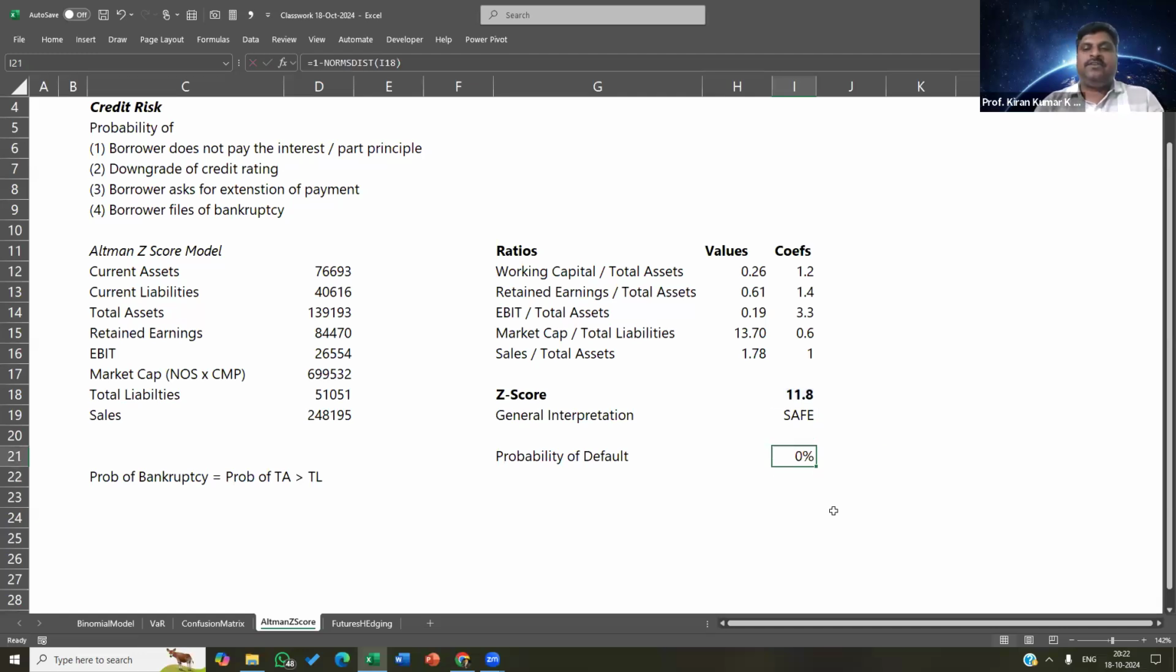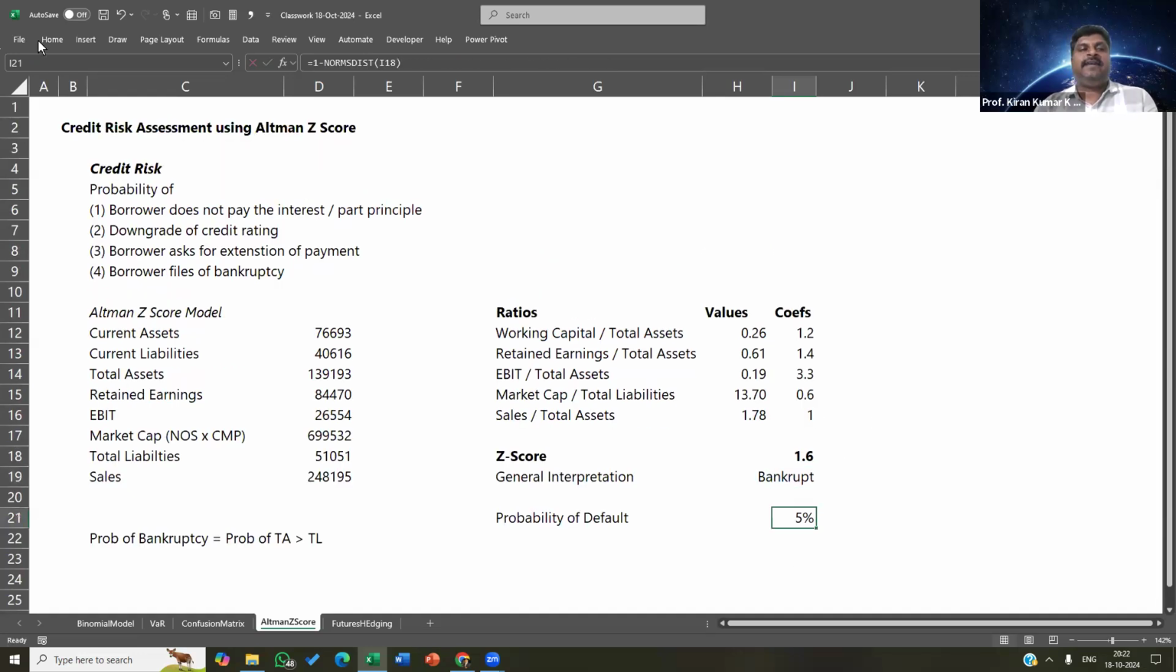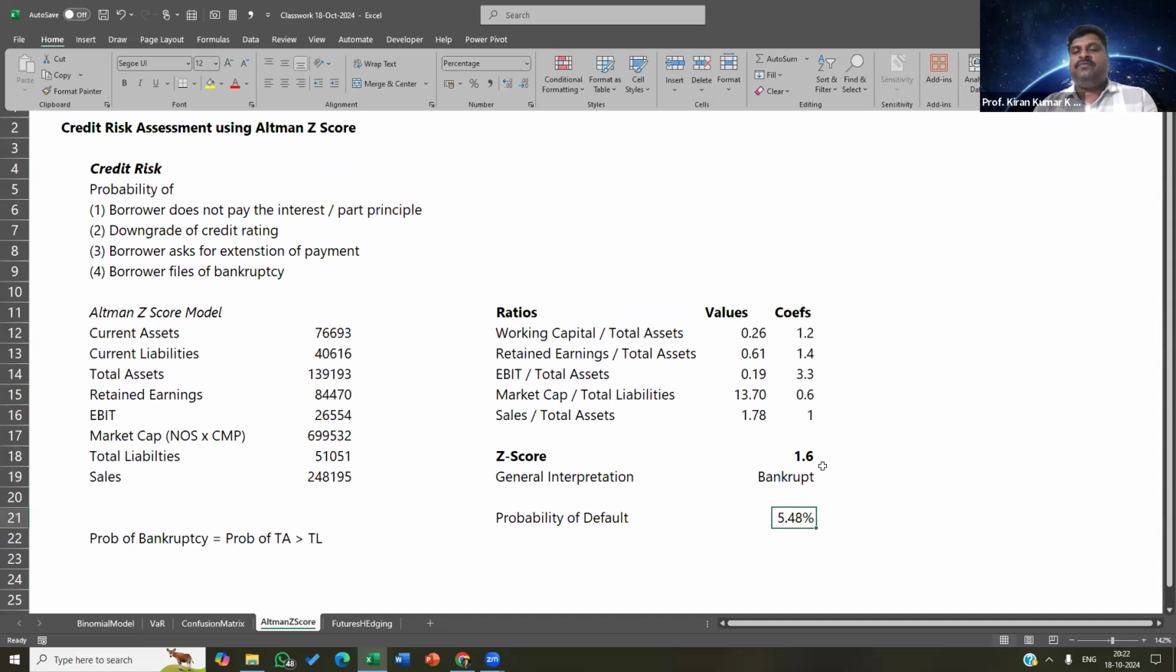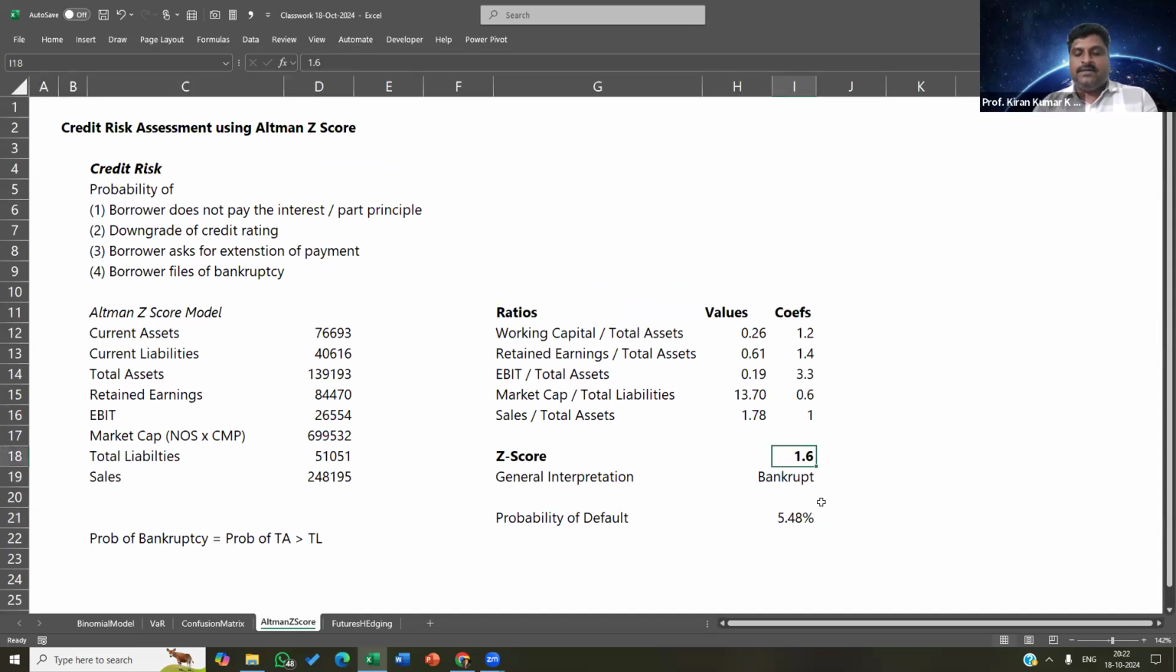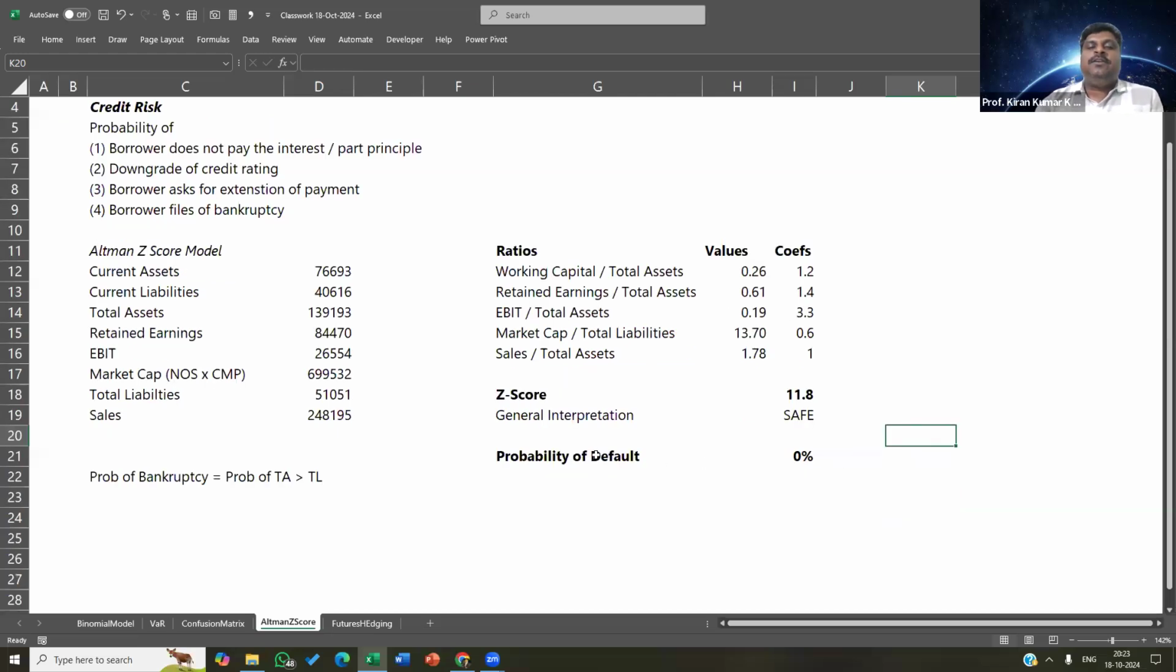So almost 0%. Let's assume the Z score is 1.6 for a company. Then you see it shows the probability of default as 5 point something, 5.48%. Or if it is 2.4, then 0.82%. But in this company's case, it is 11.8, so the probability of default is 0%. This is how I am assessing the credit risk of a company. You can have your own cutoff level. For example, your cutoff could be that the probability of default should be less than 5%. Only then will we extend credit to this company. Based on that, you can take a decision.